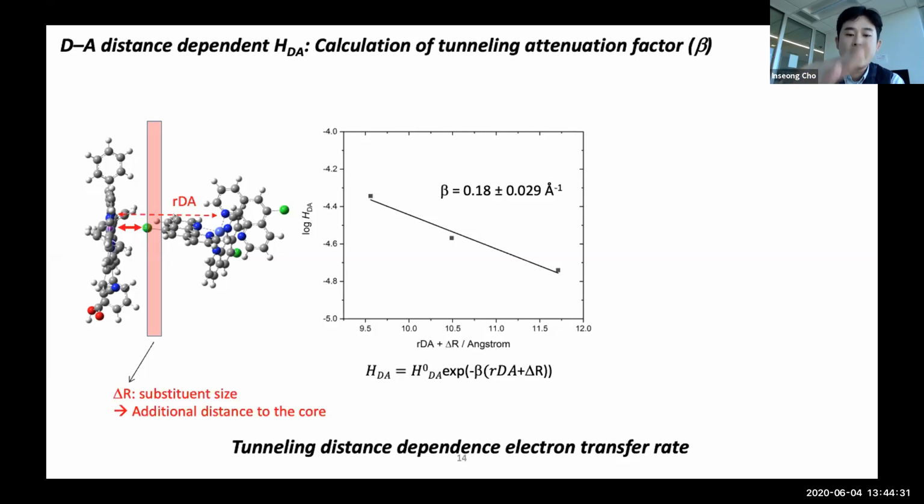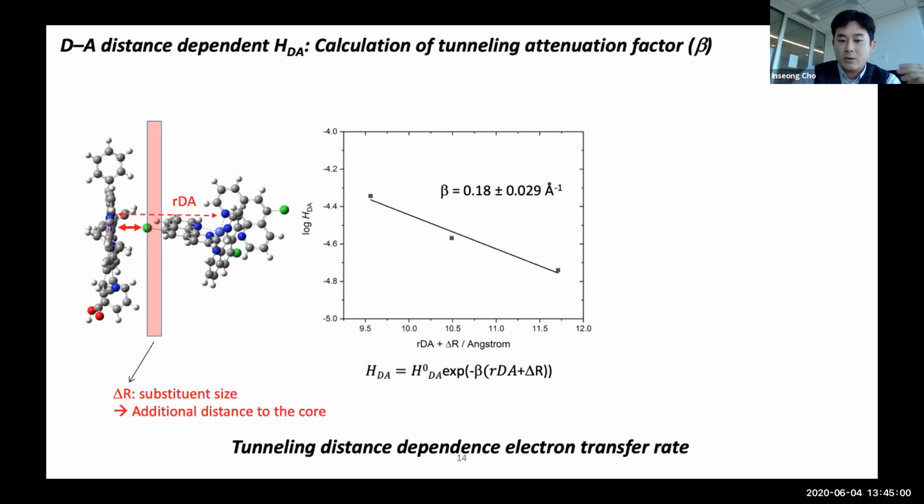So essentially, if this slope goes steeper, in that case, the electronic coupling is more strongly dependent on donor-acceptor distance. But if it goes more flat, in that case, the electronic coupling is less donor-acceptor distance dependent, which means maybe there is a very low physical tunneling barrier or very high electronic coupling.